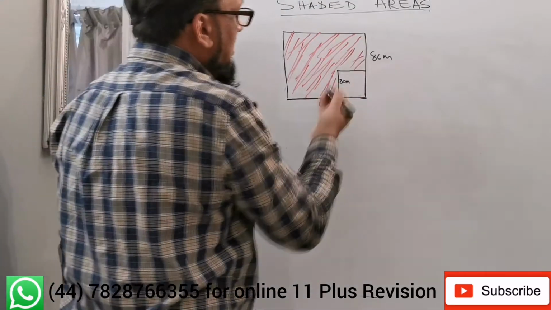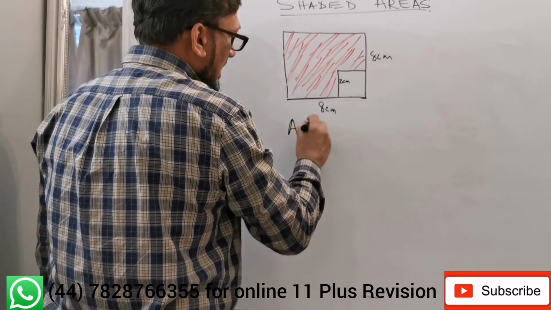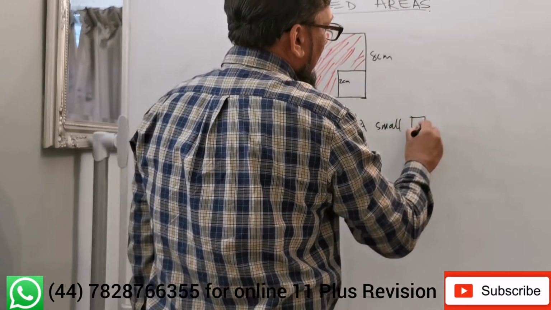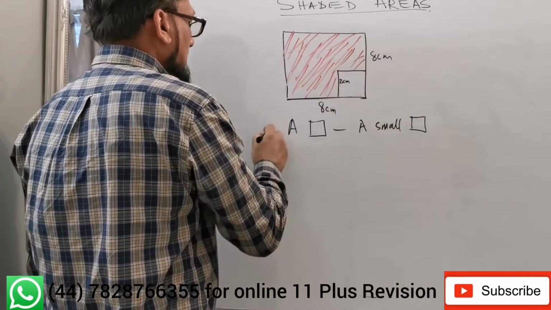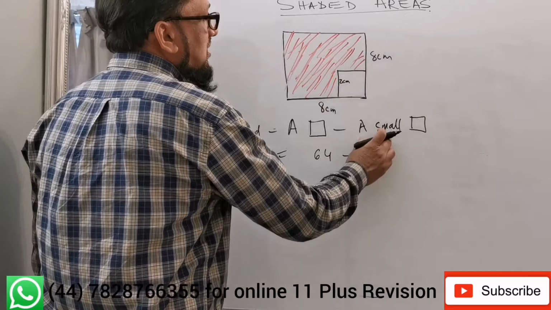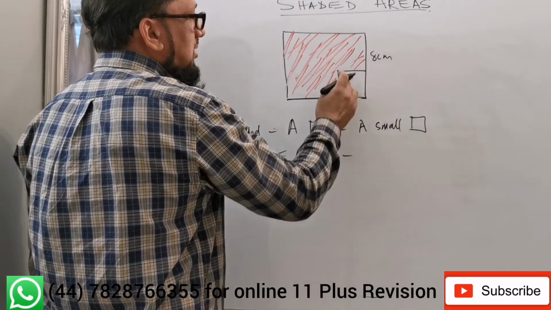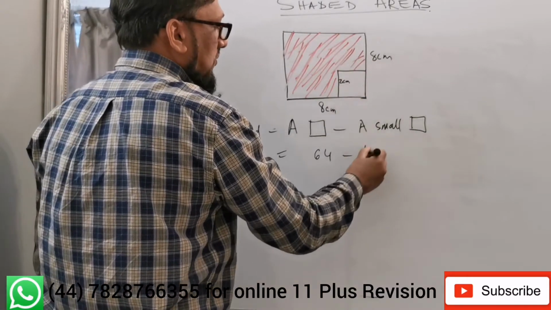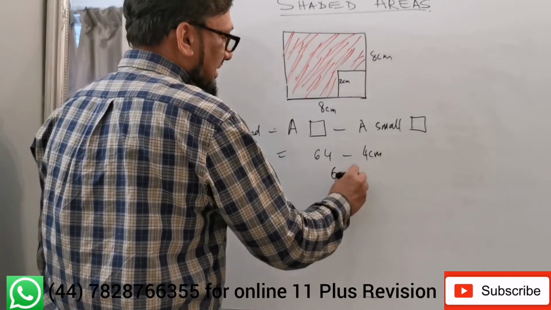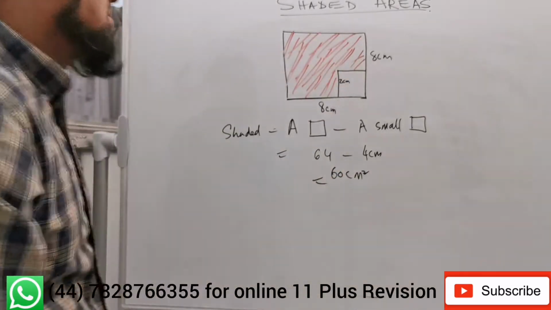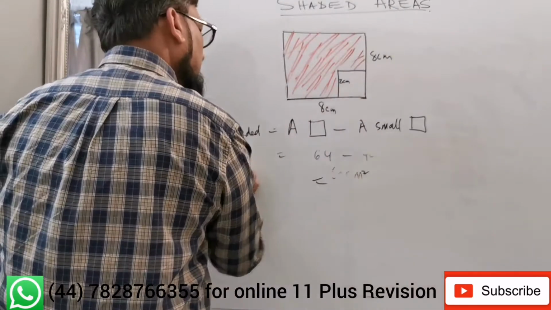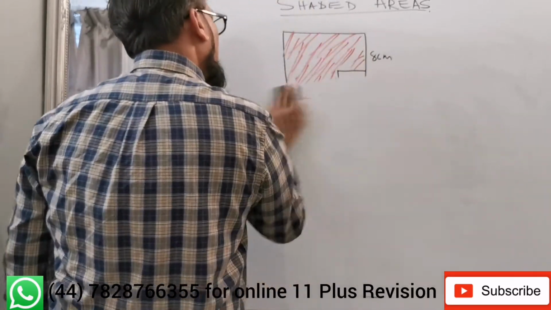We need to find the area of the shaded area: the area of the square minus the area of the small square. So 8 times 8 is 64, and the small square area is 2 times 2, which is 4 centimeter square. So 64 minus 4 is 60 centimeter square. So this is the answer for this question. Now let's move on to a couple more questions.